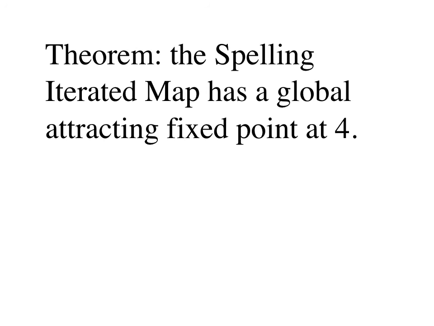So we have a theorem which says this formally. The theorem says the spelling iterated map is a global attracting fixed point at 4. This means that no matter where we start, if we iterate for a while, we will always land on 4 and stay there. How do we prove this?